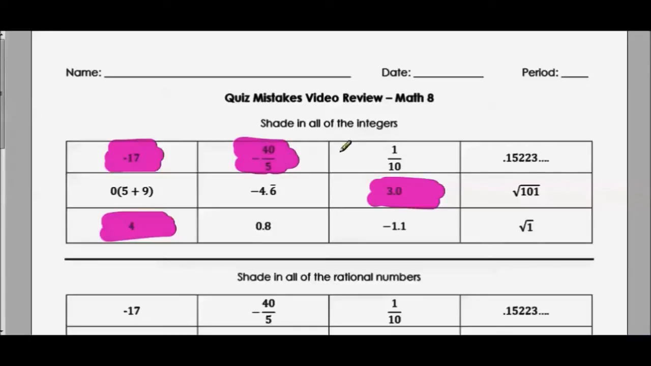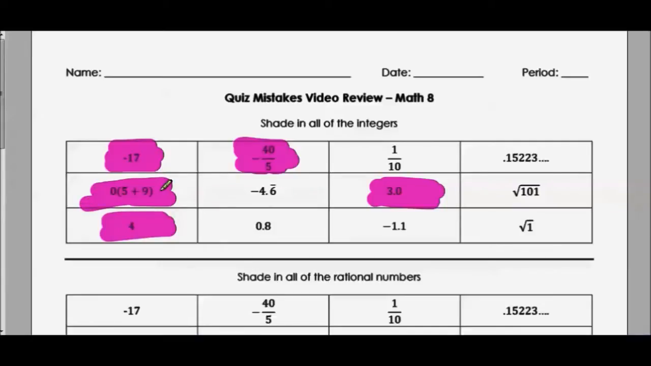Next fraction is 1 divided by 10. That's the decimal point 1. Decimals are not integers. That's the same example on the next one. Decimals are not integers, so we can roll those two out. 0 times, doesn't even matter what's in there, 0 times anything is going to be 0. That's a whole number, which makes it an integer.